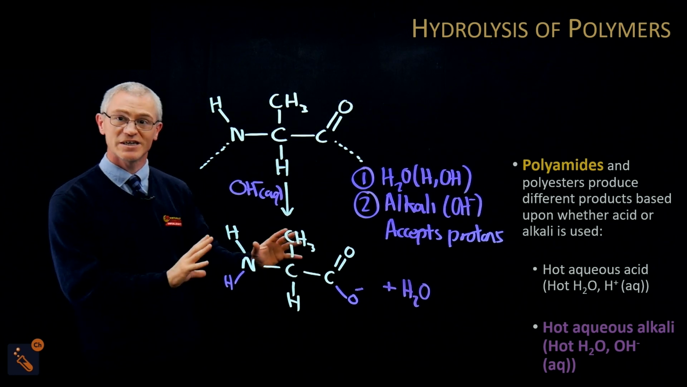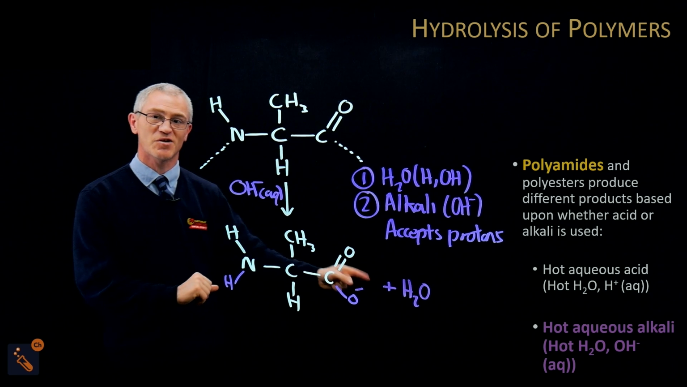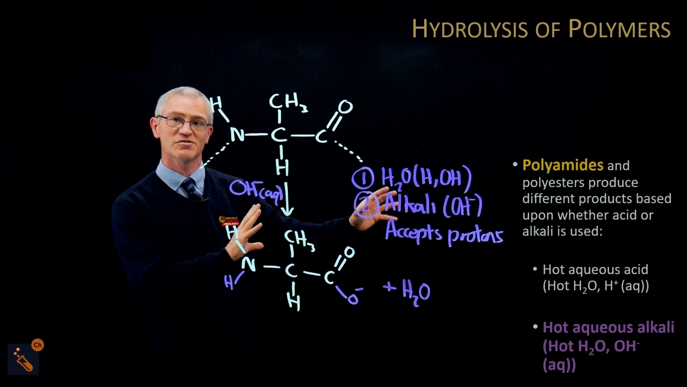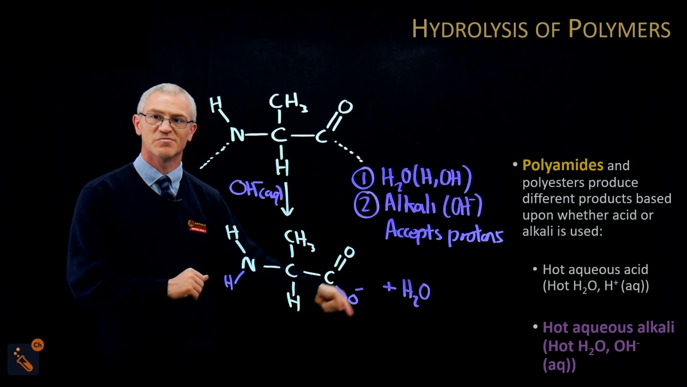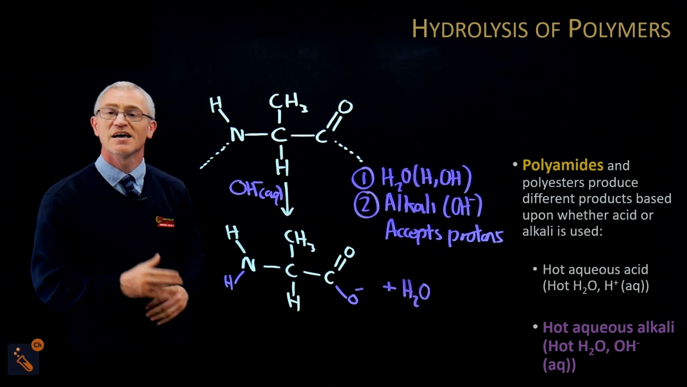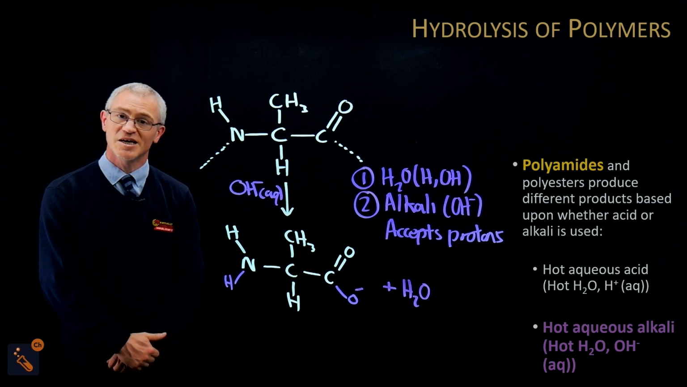I'd really recommend that in the exam you do this with a pencil, because if you do it this way, you're going to have to rub out the H, because the H is going to donate the proton to the alkali. The alkali will accept it, create that H2O, and leave behind this carboxylate. And that is how you do hydrolysis of a polyamide with hot aqueous alkali.